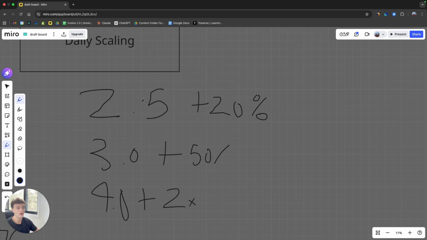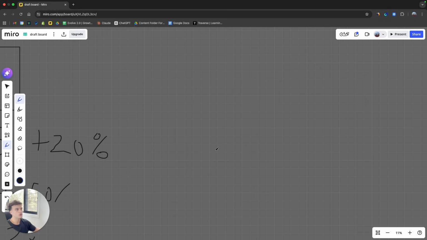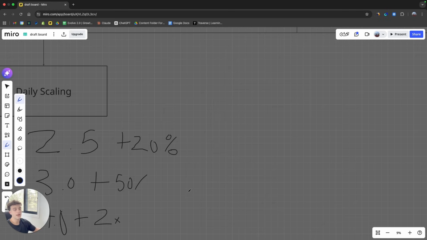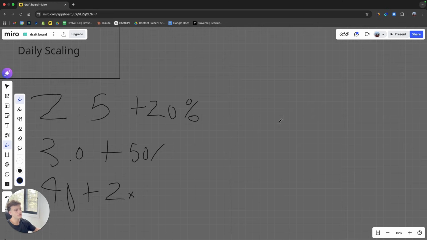So we have our set ROAS in place. And then instead of doing it daily, we're going to be doing it every 2, 4, or 6 hours, depending on your spend. Because if you're spending 10K a day and you're surfing up, you could afford to surf in shorter intervals. Maybe you want to increase the budget every 2 hours.